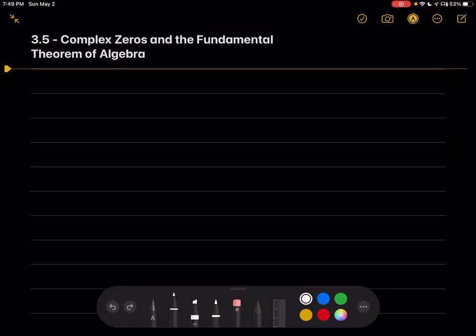Hello, everyone. Welcome to section 3.5. This section is on complex zeros and the fundamental theorem of algebra.